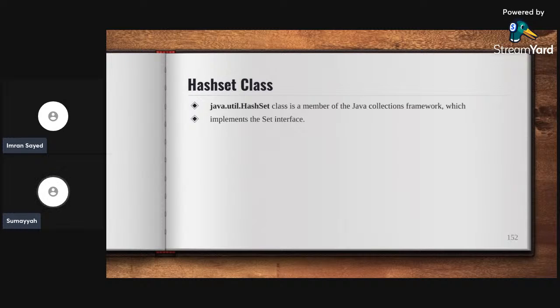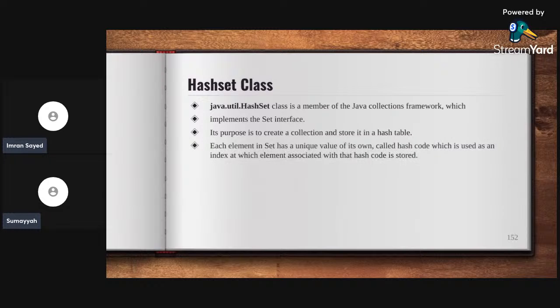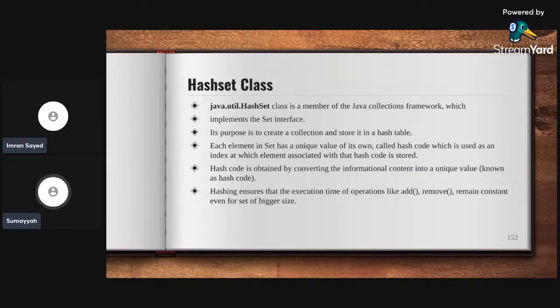The java.util.HashSet class is a member of the Java Collections framework which implements the Set interface. Its purpose is to create a collection and store it in a hash table. Each element in a set has a unique value of its own, called a hash code, which is used as an index at which the element associated with that hash code is stored. The hash code is obtained by converting the informational content into a unique value. Hashing ensures that the execution time of operations like add and remove remains constant even for a set of bigger size.